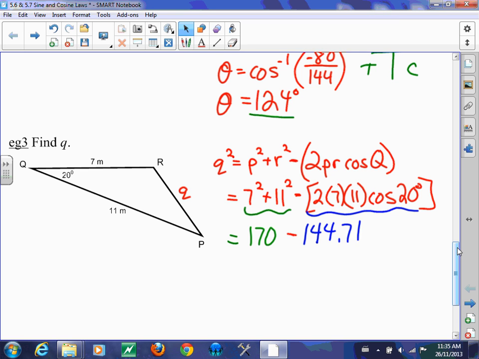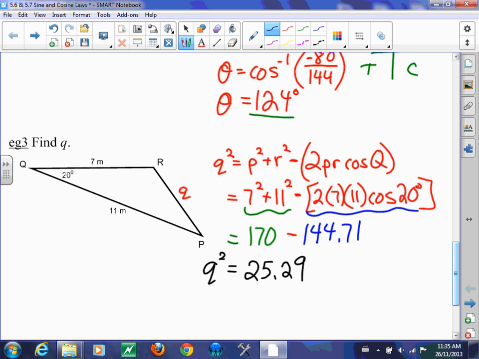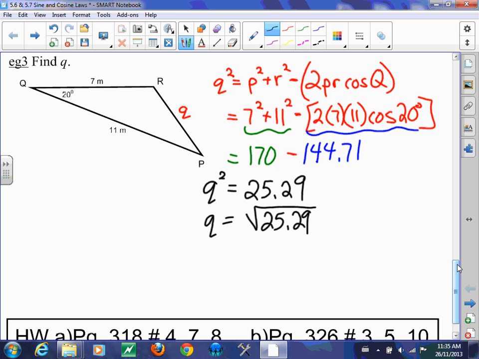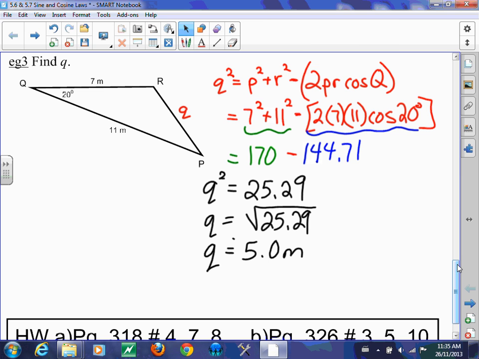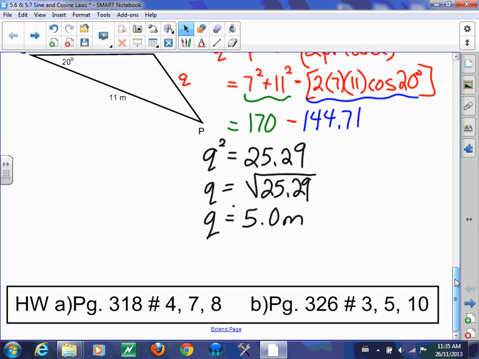144.71. Simplify that through, class, and you're going to get that Q squared equals 25.29. Don't forget, in order to get Q, folks, you have to take the square root, just like you do in Pythagorean theorem. Finishing this off, Q equals approximately 5.0 meters. All right, ladies and gentlemen, there we have our sine law and cosine law. Again, we're looking at oblique triangles.